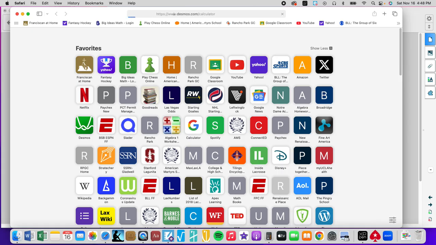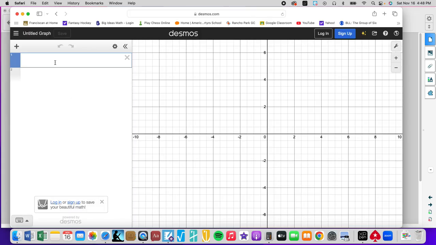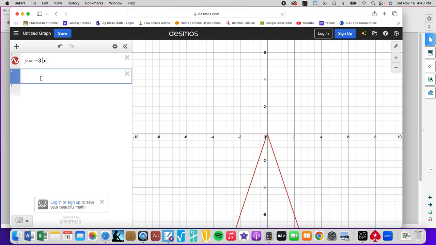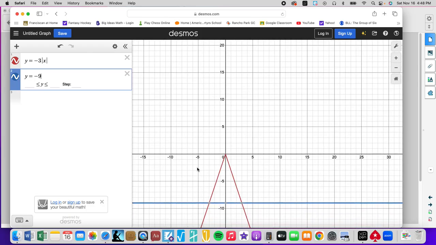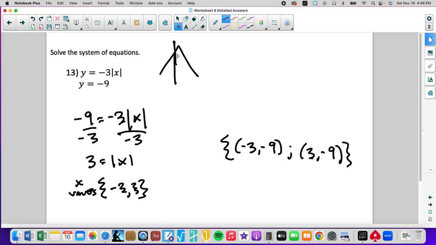So what's our equation? y equals negative 3 times the absolute value of x. And then y equals negative 9. Sorry, I made a mistake. It's going to cross the y-axis at negative 9. So it was 2, and it makes sense because we got 2 solutions. Good.